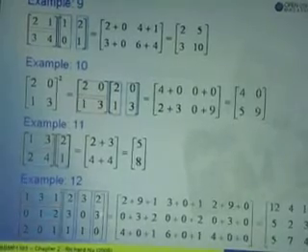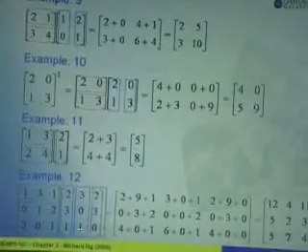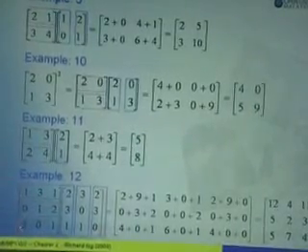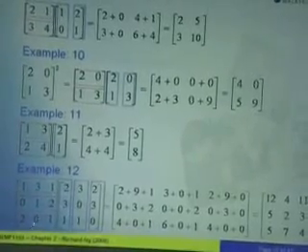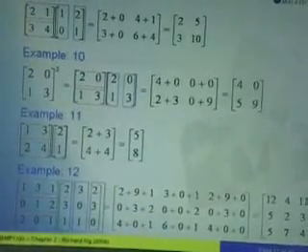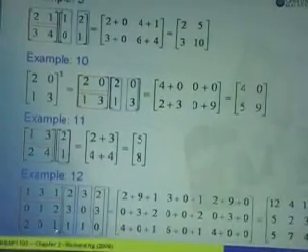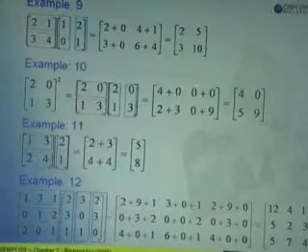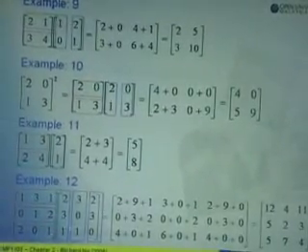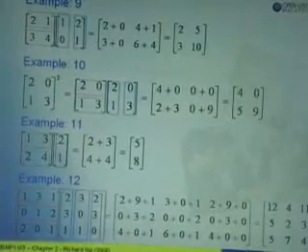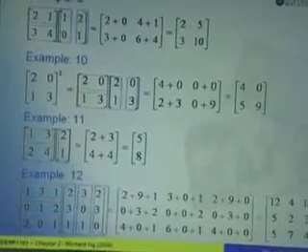So 2 times 2 equals 4, 0 times 3 equals 0, 1 times 1 equals 1. Take row 3 and column 2, 2 times 3 equals 6, 0 times 0 equals 0, 1 times 1 equals 1. And finally, row 3 and column 3, 2 times 2 equals 4, 0 times 3 equals 0, and 1 times 0 equals 0. So to get the final answer, we just need to simplify all these elements.